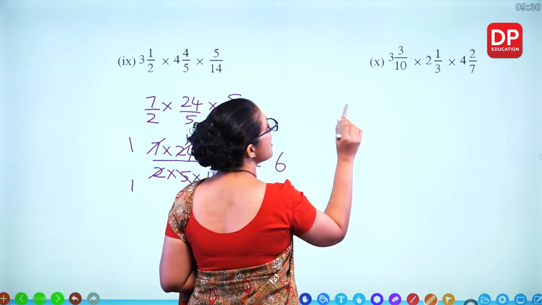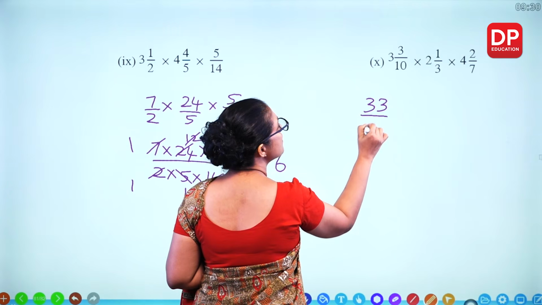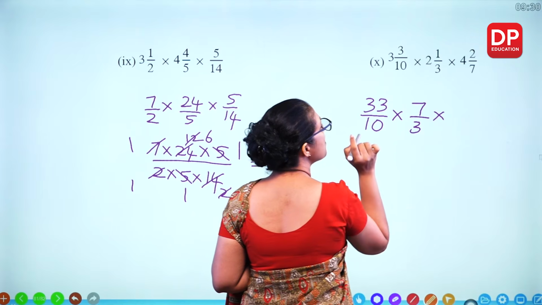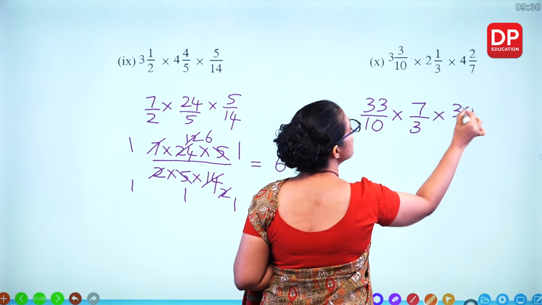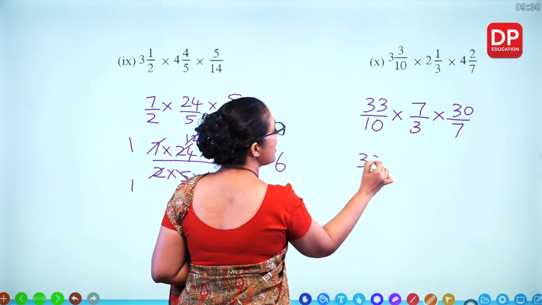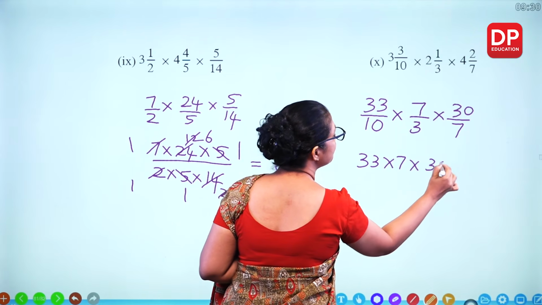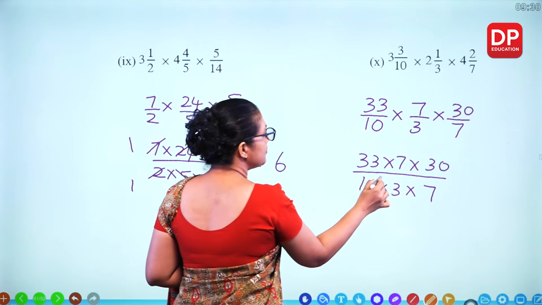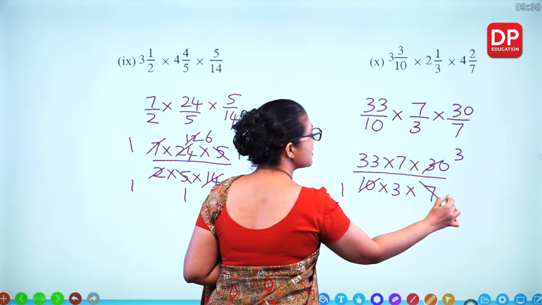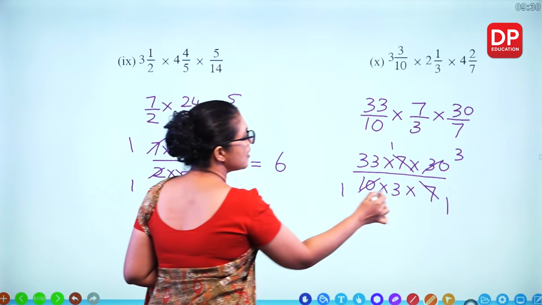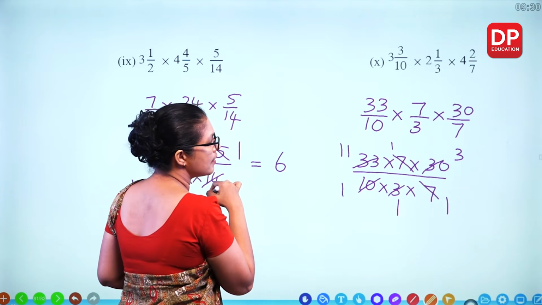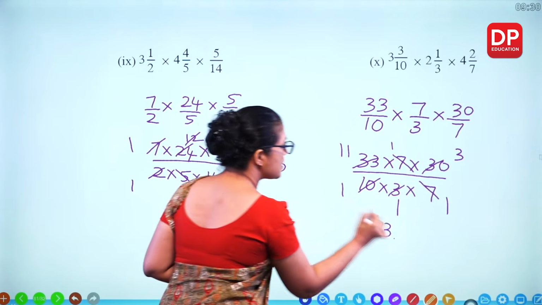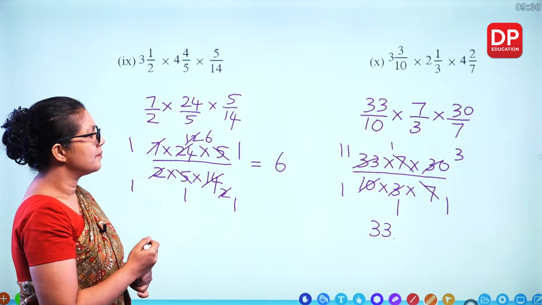This one, 10 times 3, 30. 30 plus 3, 33. 3 times 2, 6 plus 1, 7. 4 times 7, 28 plus 2, 30. Multiply the numerator separately and denominator separately. 10 times 3. 7 times 1, 7 times 1. 3 times 11. What else? That's all. So 11 times 3, you get 33 as the answer.